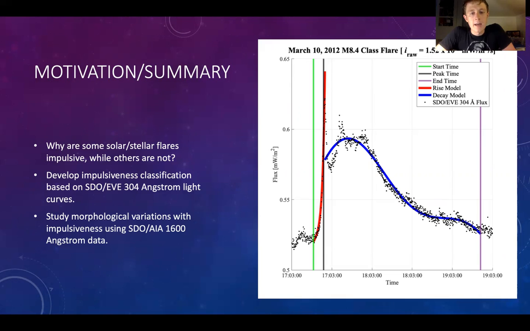The result is that a high impulsiveness flare will have a relatively high peak irradiance or a relatively short duration, whereas a low impulsiveness flare will have a relatively long duration relative to its peak irradiance.